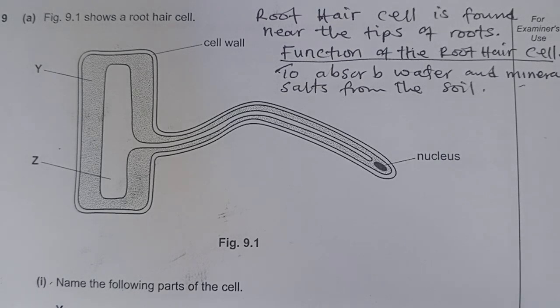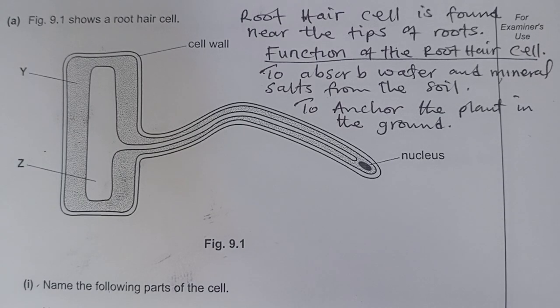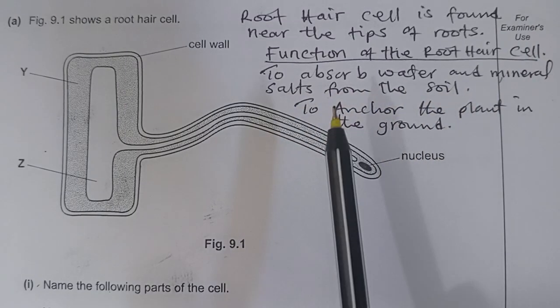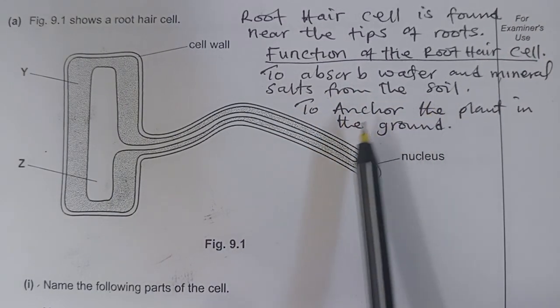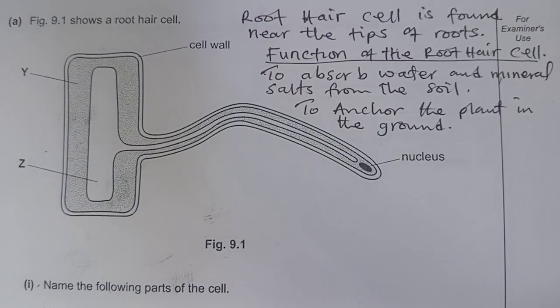Apart from this one, there is another function of the root hair cell. The other function is simply to anchor the plant in the ground. So that is the second function of the root hair cell. Remember the functions of the root hair cell. Number one, to absorb water and mineral salts from the soil. Number two, to anchor the plant in the ground. Those are the two functions of the root hair cell.